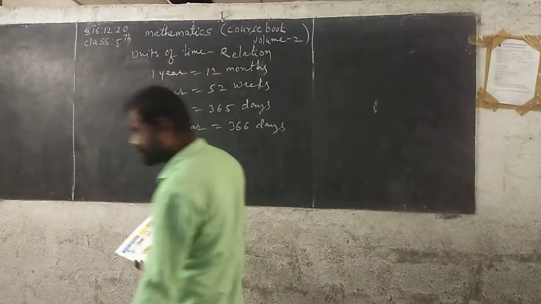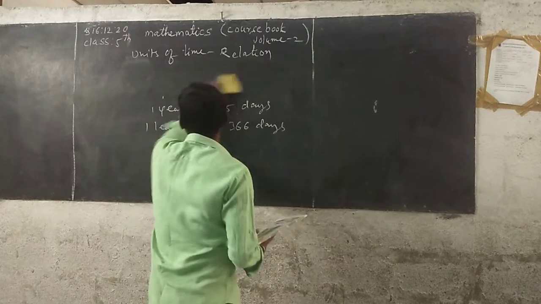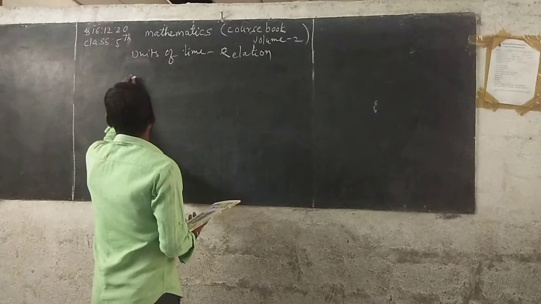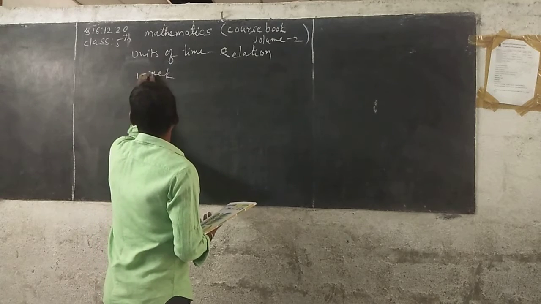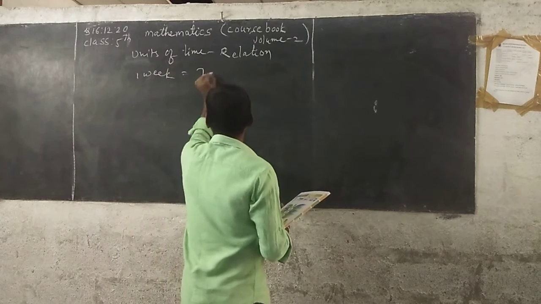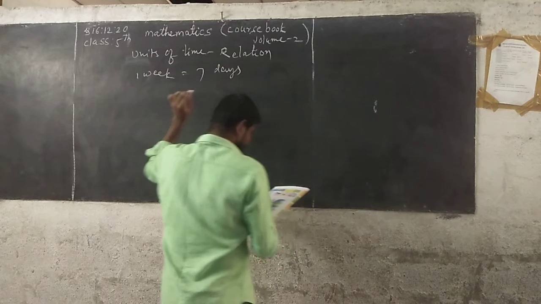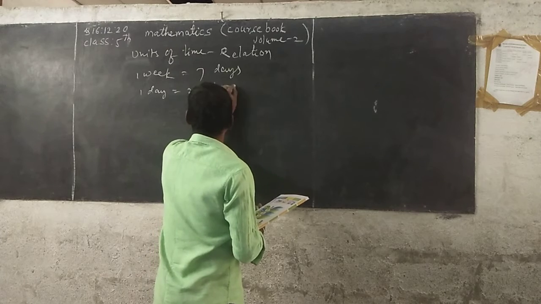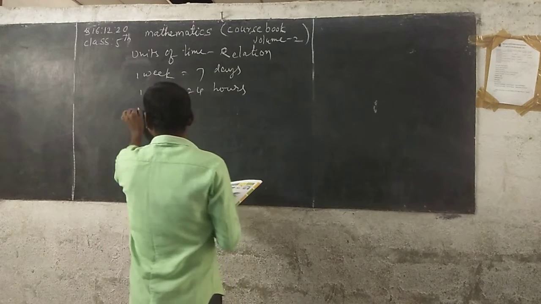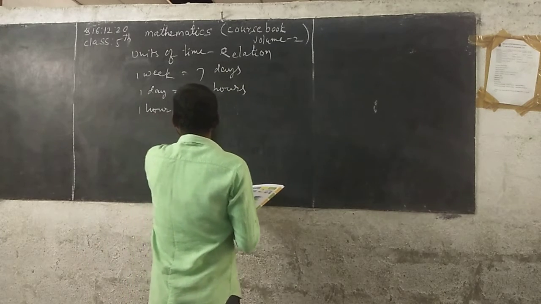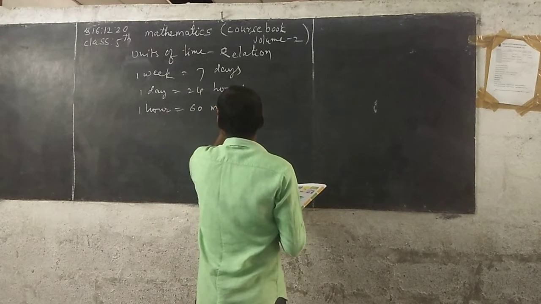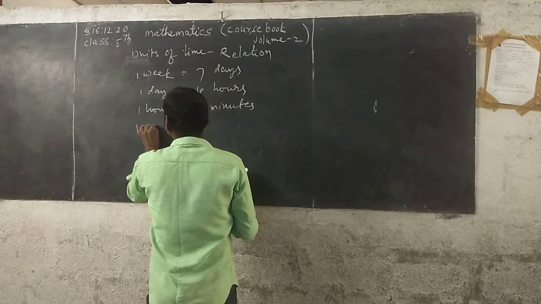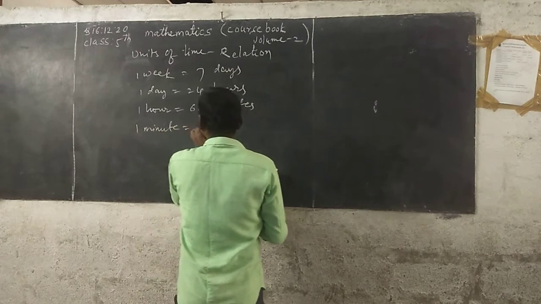See here, now next, 1 week is 7 days. 1 day is 24 hours. 1 hour is 60 minutes. 1 minute is 60 seconds.